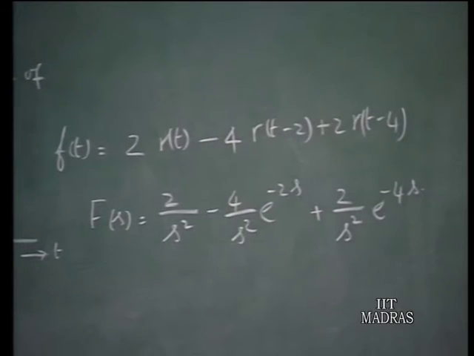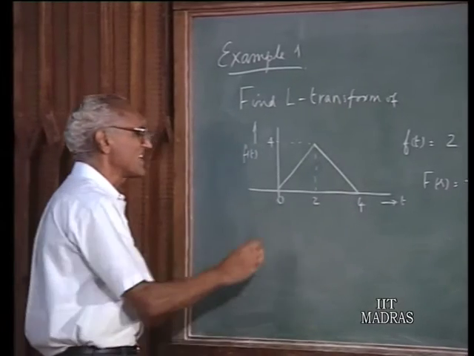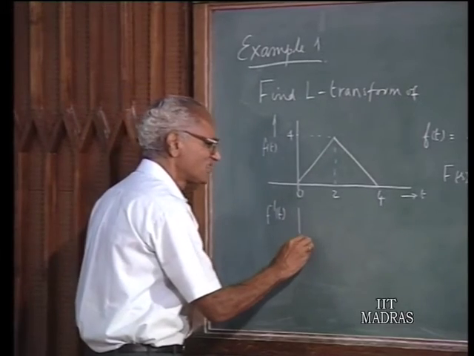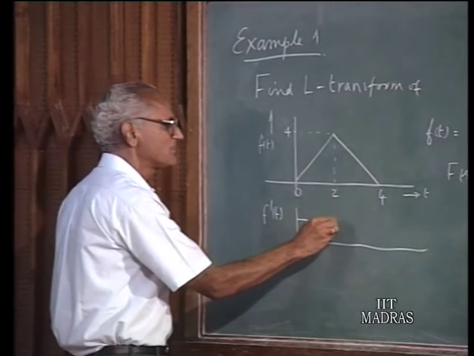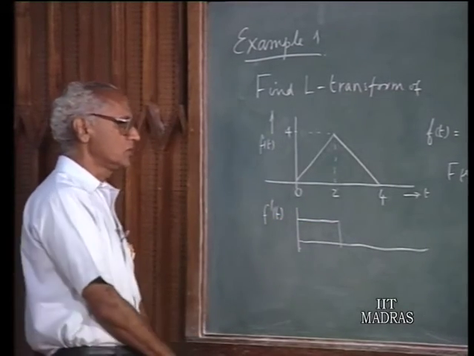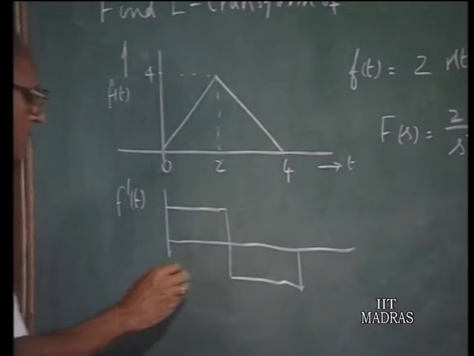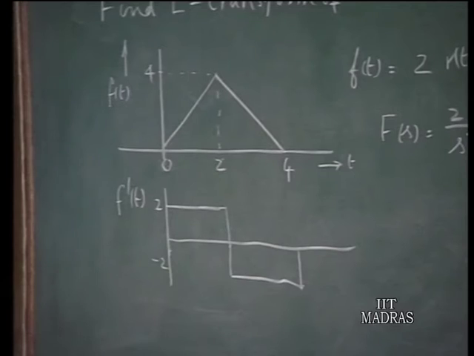It is illustrative to obtain the same result by differentiating this f of t maybe once or twice and finding out the Laplace transform of the derivative functions, and then go back and see how it agrees with this or not. So, let us see. If I take the derivative of this, f prime t, then for 0 to 2 seconds it has a slope of plus 2 units, and from 2 to 4 seconds it is a slope of minus 2. So, that would be the derivative function, 2 and minus 2, that is f prime t.